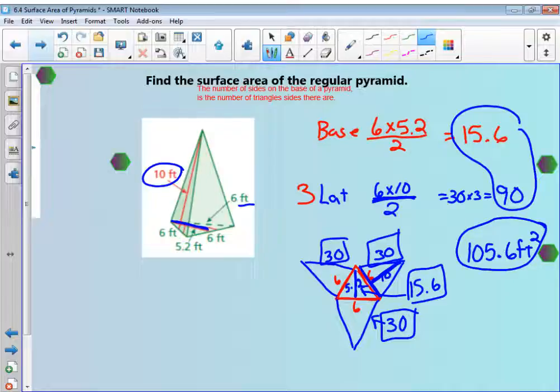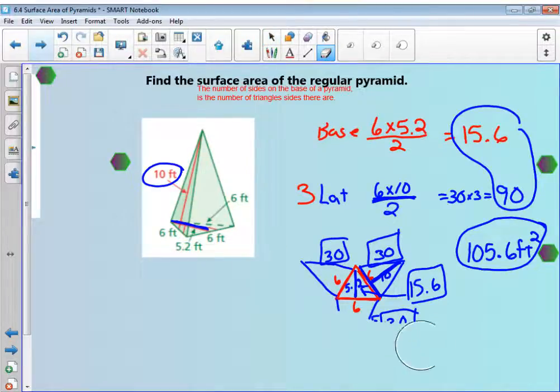Okay, that one was pretty complex, and understand every once in a while you're gonna have one of those. You're gonna have to break down that bottom figure to decide what all of your dimensions are, even for your lateral, because sometimes they'll give you a tricky triangle on the bottom.